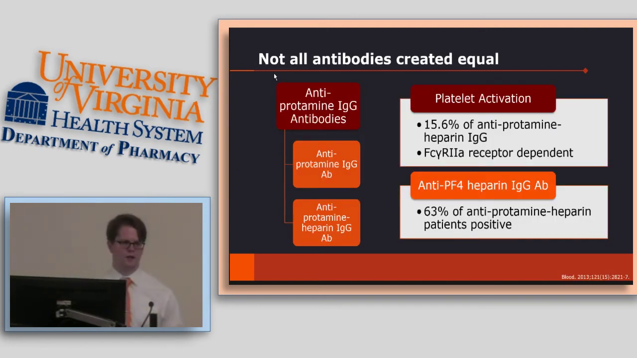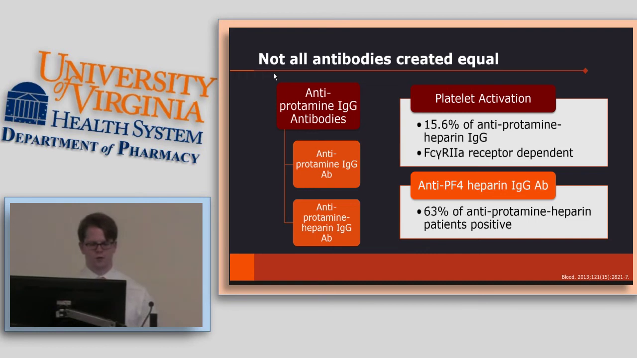So while the IgE antibodies were implicated in the type 2 reactions, we found that with protamine, there's actually two other classes of antibodies that are created, both of them IgG. The first one is IgG antibodies formed against protamine by itself. And then the second category that we're more concerned about are antibodies formed against the protamine heparin complex.